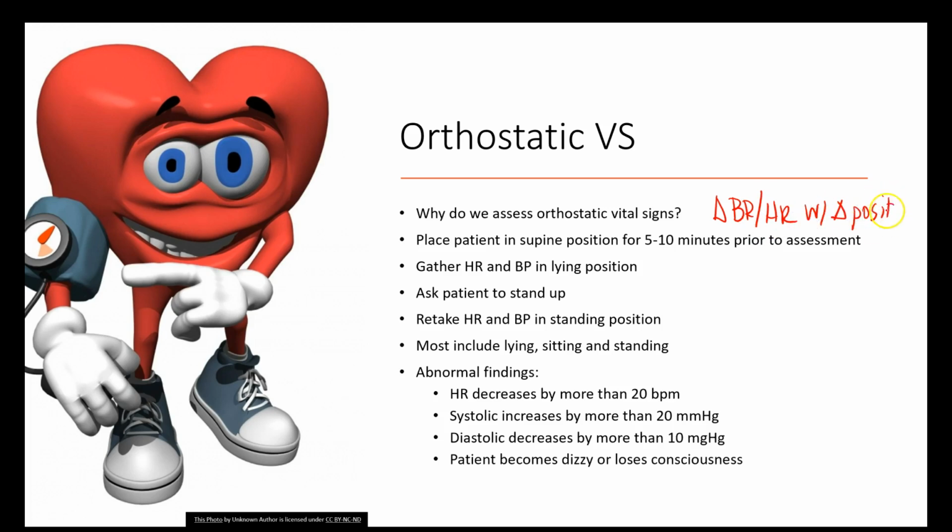Okay, and there's my triangles again. Remember, triangles are change. So we assess orthostatic vital signs for a change in blood pressure or heart rate with a change in position. We lay the patient down flat in bed on their back for 5 to 10 minutes prior to the assessment. We then collect their heart rate and blood pressure while they're laying down. We ask them to stand up, and then we retake their heart rate and blood pressure in a standing position.